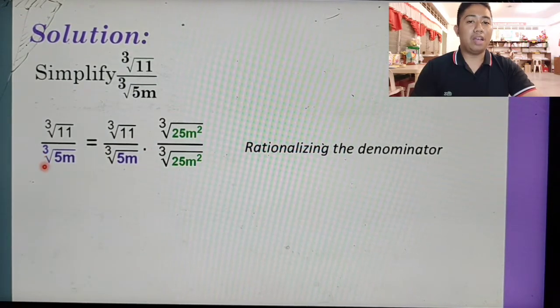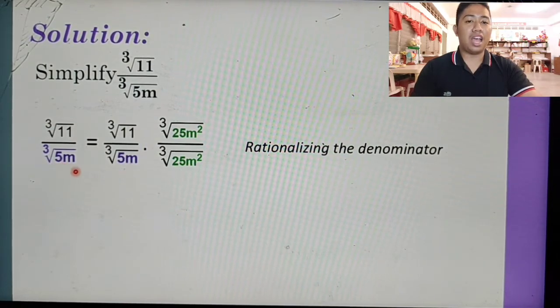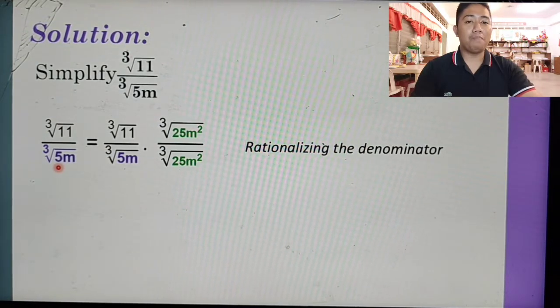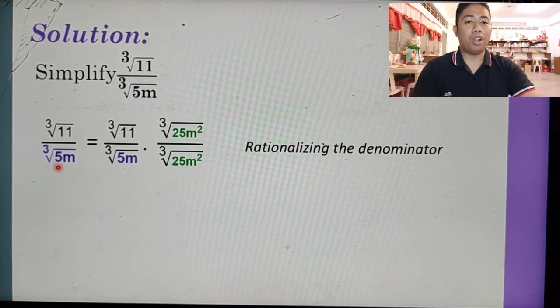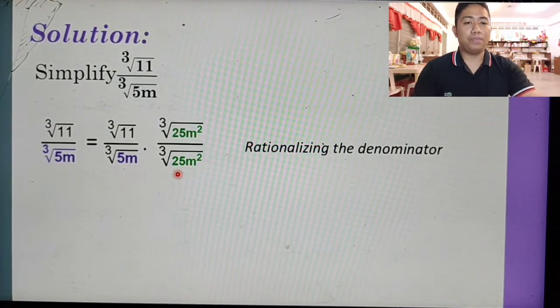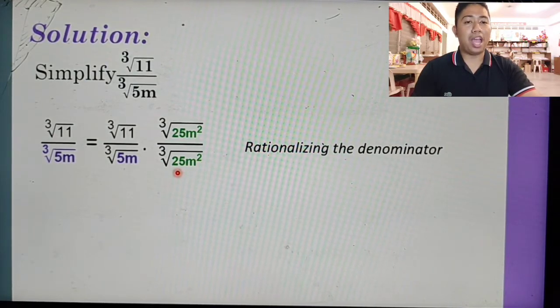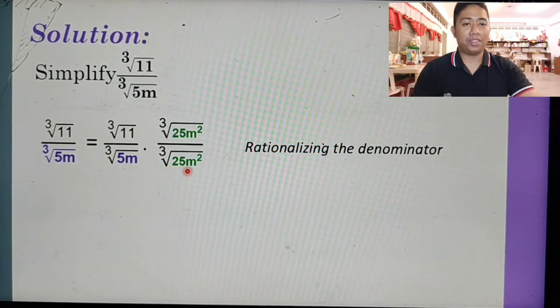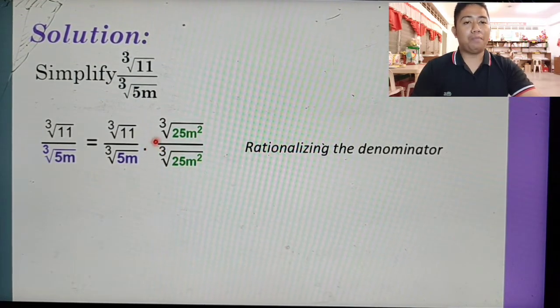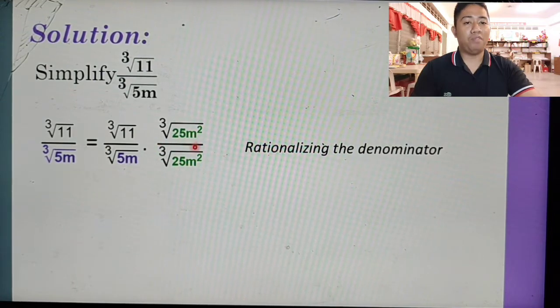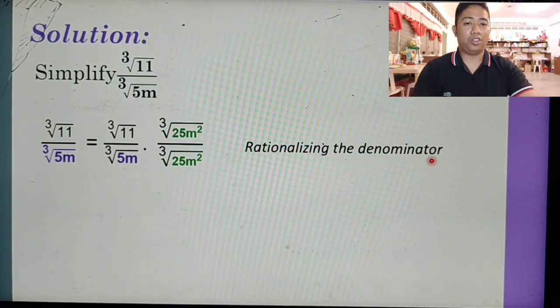So we find the possible perfect cube number related to the numerical coefficient and the literal coefficient. The base 5 is one of them, so the perfect cube possible is 125. The number that should be multiplied to make a perfect cube is 25, and for m, it is m squared. So we multiply by the cube root of 25m squared over the cube root of 25m squared, which is equivalent to 1, by rationalizing the denominator.